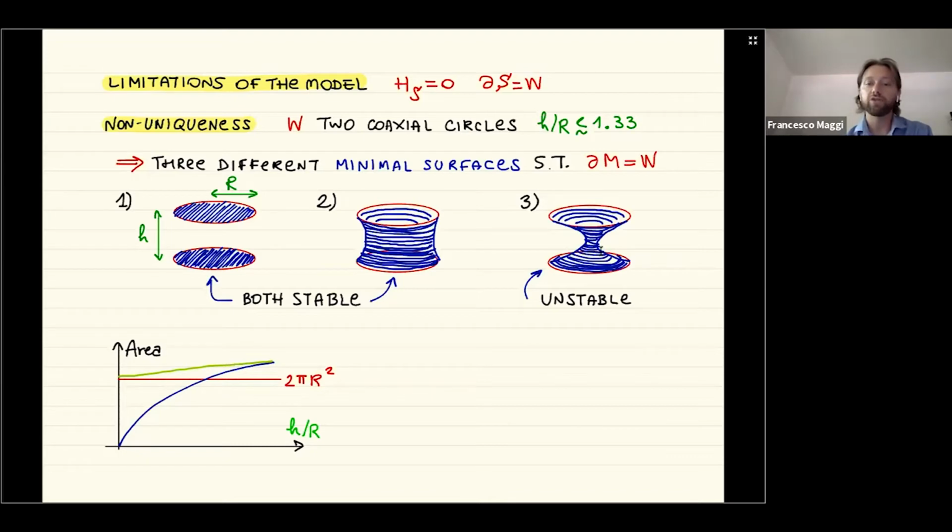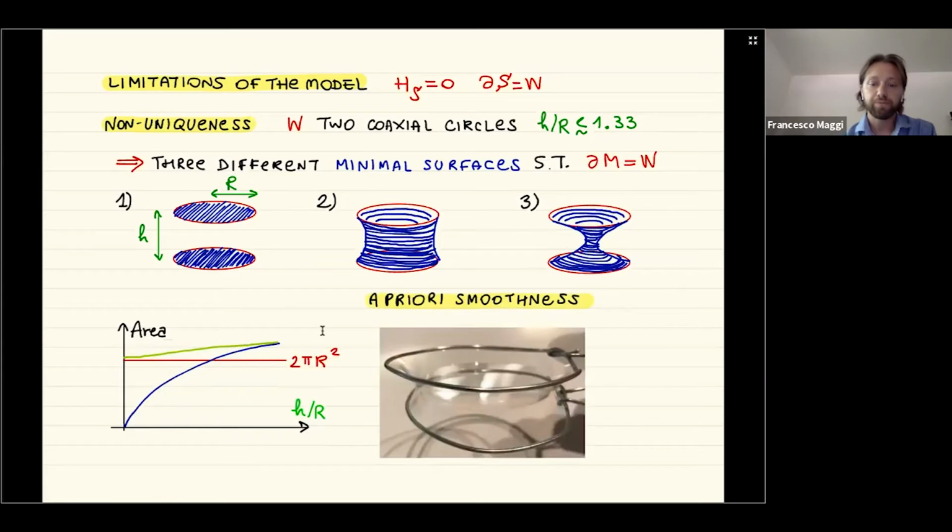An even more important limitation of the model is that soap films are smooth.